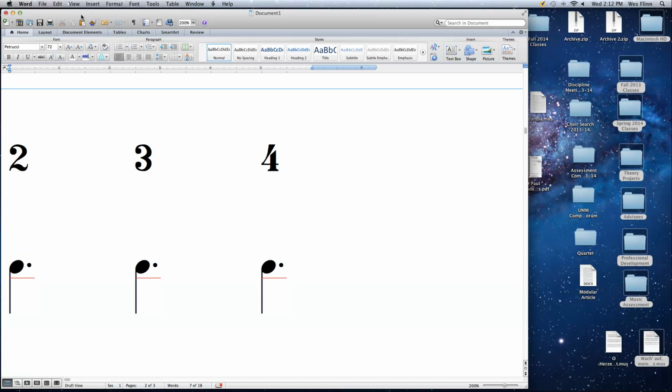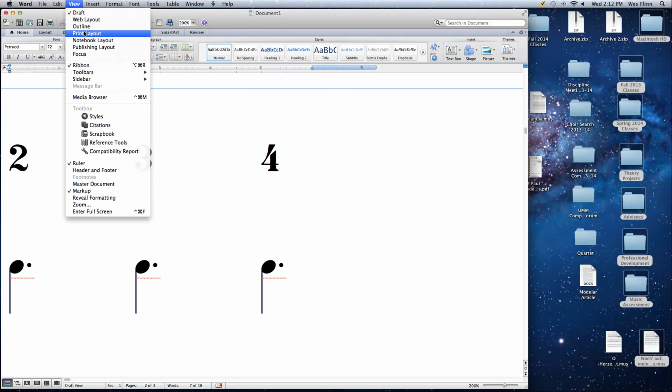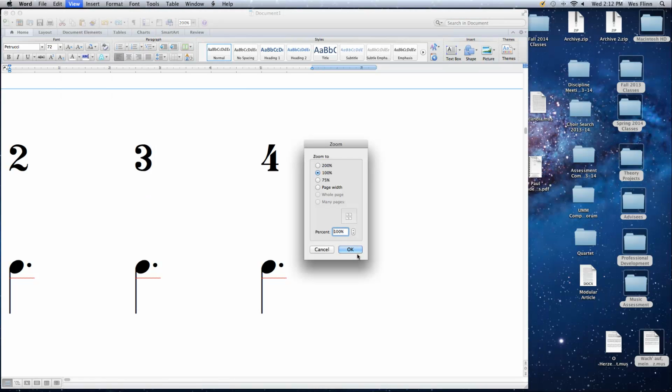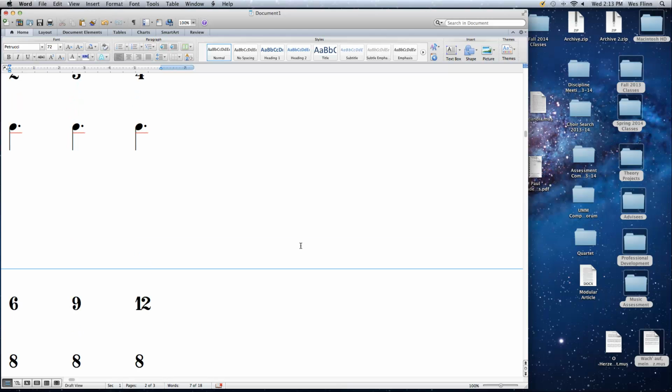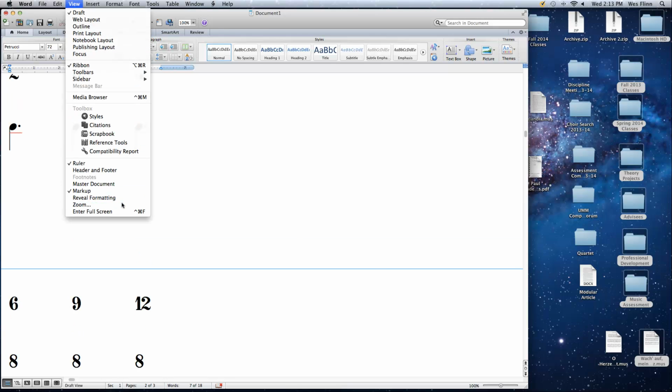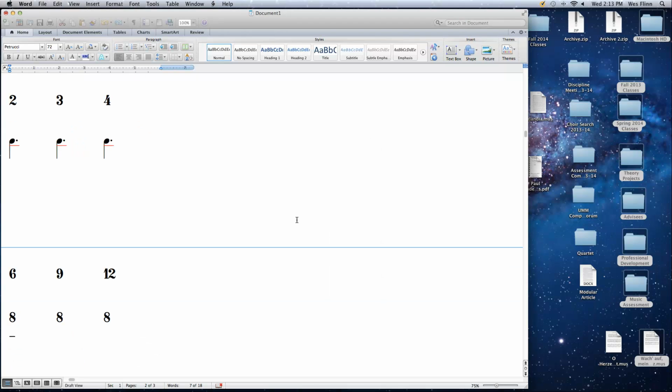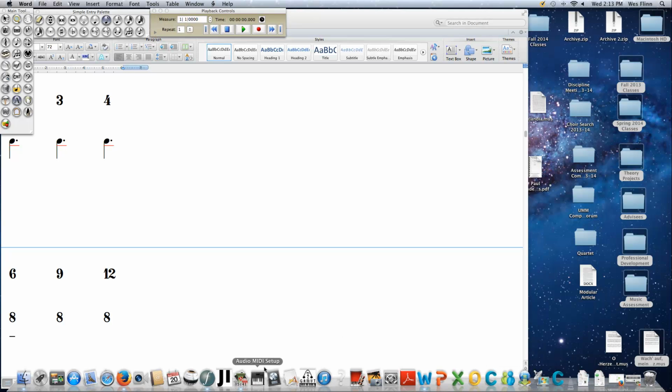6/8 is equivalent to this. Let me zoom out just a little bit here. Maybe 75%. Maybe we can see how it all lines up here. Yes. So we see a correspondence here. 2 dotted quarters, 1 la li, 2 la li, is the same thing as 6/8. 3 would be 9/8. 4 would be 12/8. So let's take a look at how this actually works in real music.